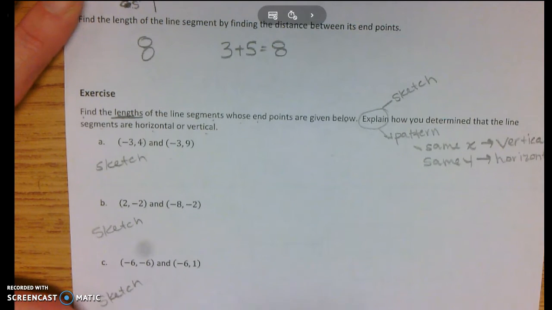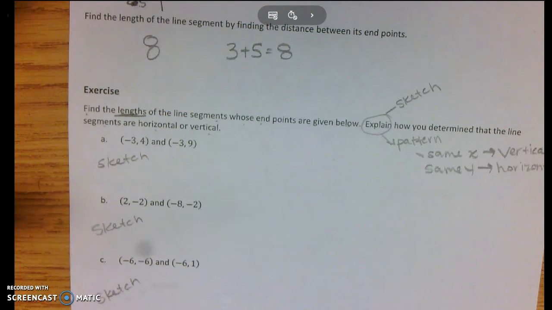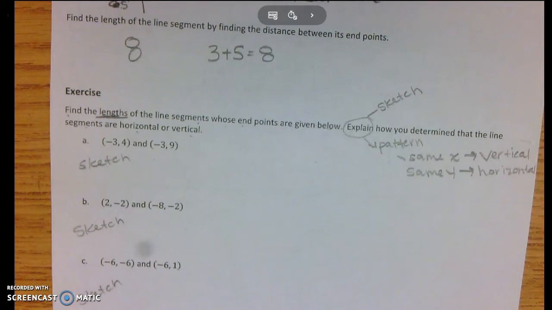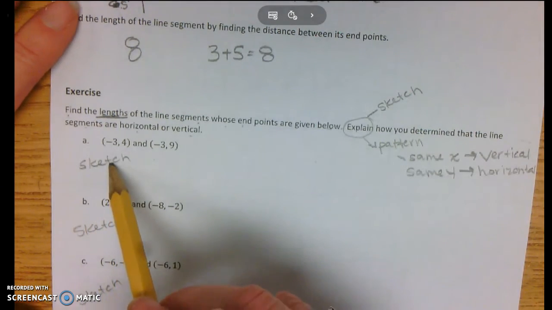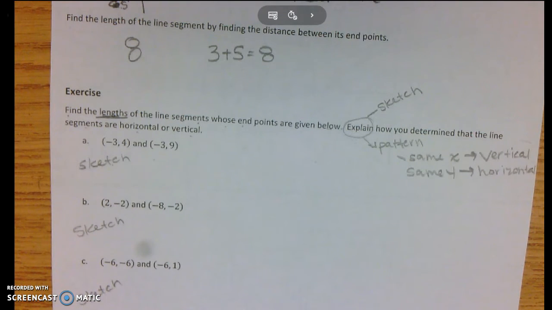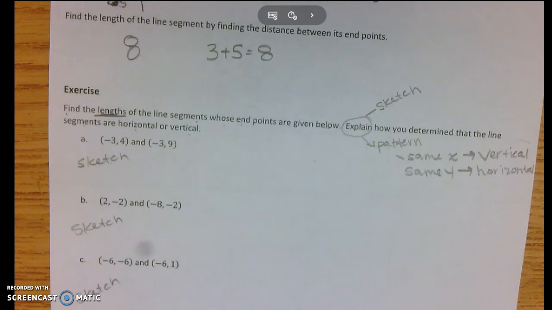And I want you to guess before you sketch them if it's going to be vertical or horizontal, so you can practice this pattern over here. Since you're going to guess in your head, but you're going to do the sketch to let you know, you do not have to explain how you determined if they were horizontal or vertical, because I'll know it's because you sketched it. Once you have those lengths determined, go ahead and check back to see if you are correct or not.